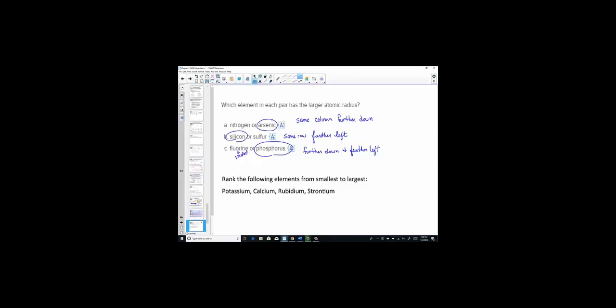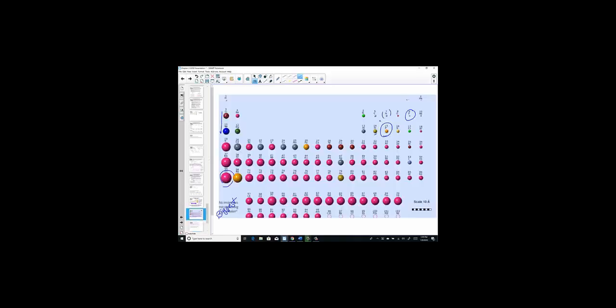Rank the elements from smallest to largest. Potassium, calcium, rubidium, strontium. Oh, so they're kind of clustered right in this area. There's four that are clustered together. Biggest would be further down. Next biggest. The next biggest, so 1, 2, 3, 4.